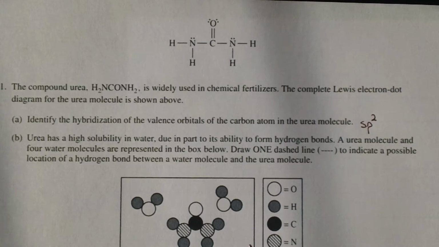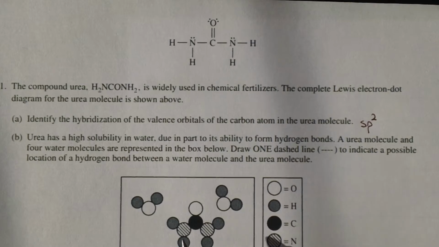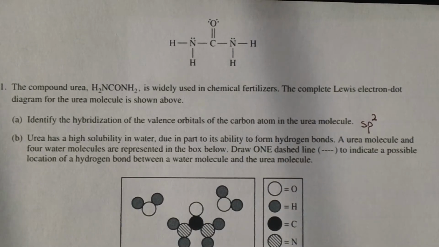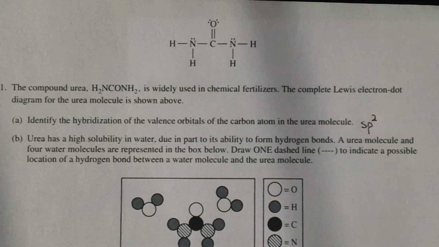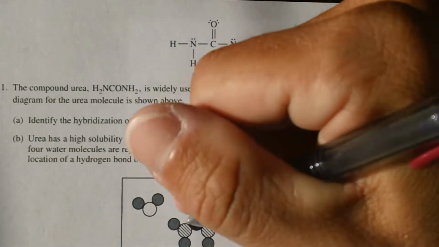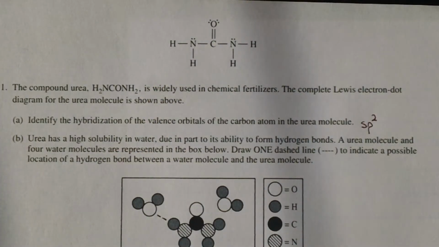Urea has a high solubility in water due in part to its ability to form hydrogen bonds. A urea molecule and 4 water molecules are represented in the box below. Draw 1 dashed line to indicate the possible location of a hydrogen bond between water and the urea. A hydrogen bond is between hydrogen on one molecule and nitrogen, oxygen, or fluorine on the next molecule. And so this to me is the most obvious looking one. That oxygen to that hydrogen is fine. You get your point there.